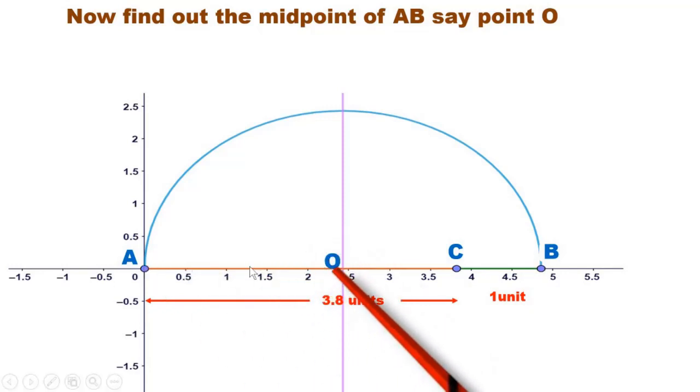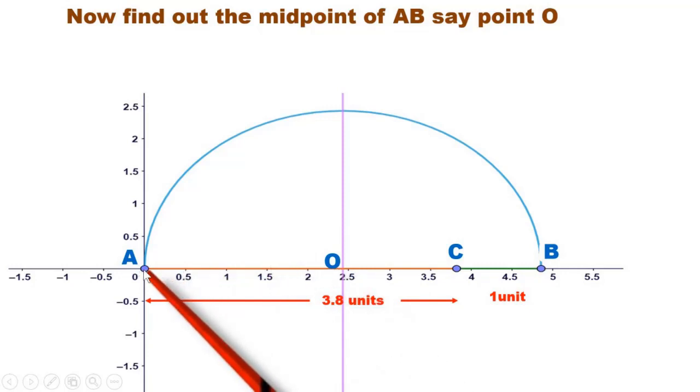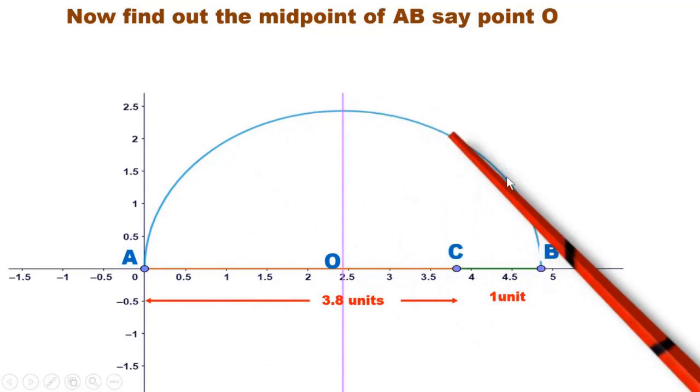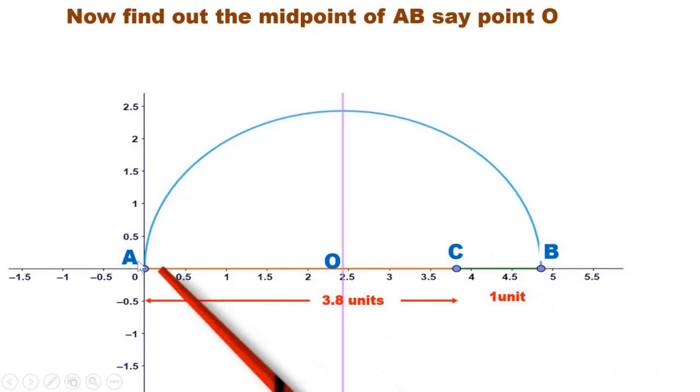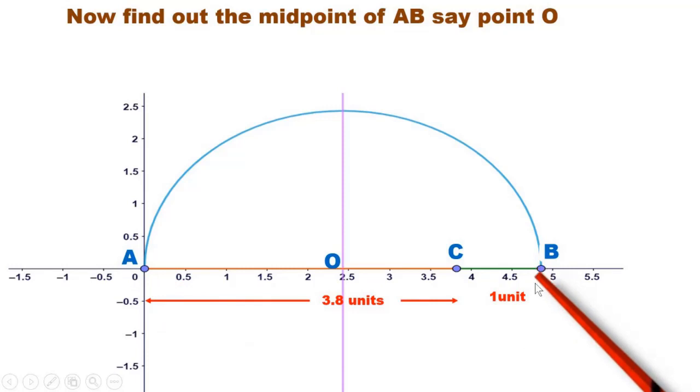Now, with O as center and OA as radius, draw a semicircle. The semicircle should meet at both the endpoints A and B. If it is not meeting in the endpoints A and B, retry. You might have committed certain mistake.